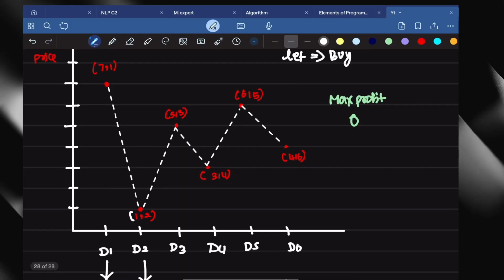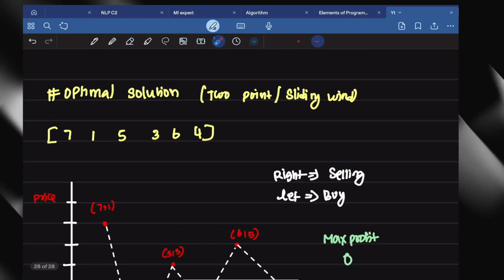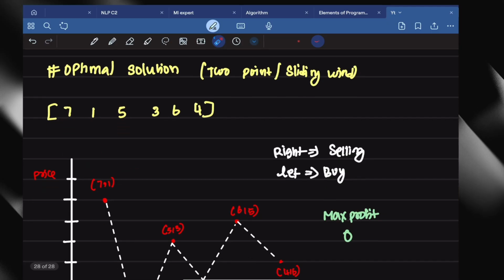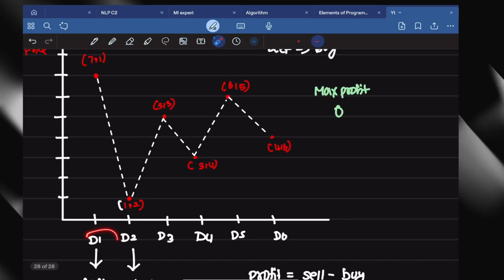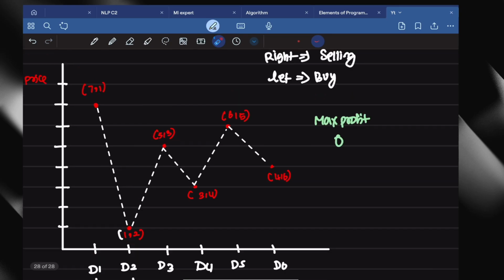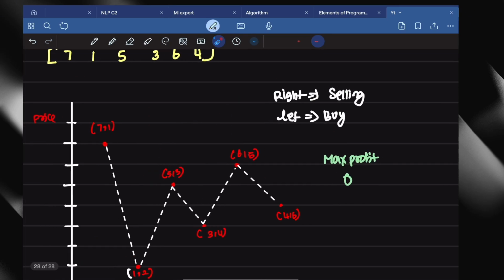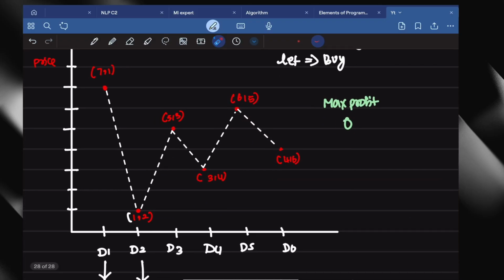Now what I did is I just drew a graph out of the given input. What the given input tells us is the price at day one, the price at day two, the price at day three. Am I right? So I can simply draw the graph, where the x-axis indicates the days, day one, day two, day three, and the y-axis indicates the prices. So I just plotted a graph. Now you can easily find the answer from the given graph.